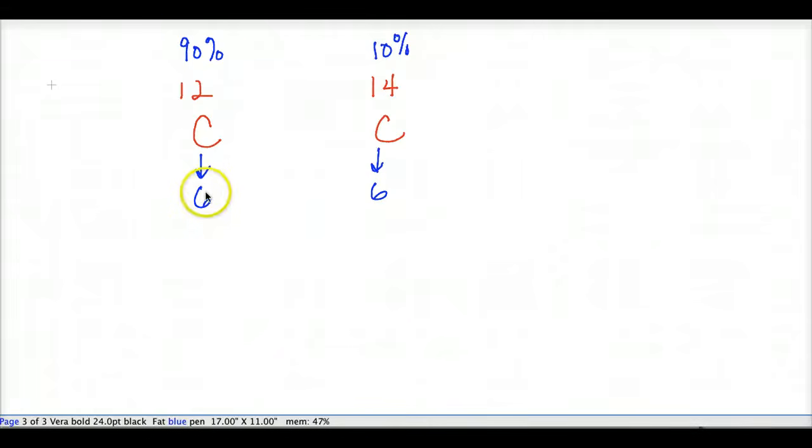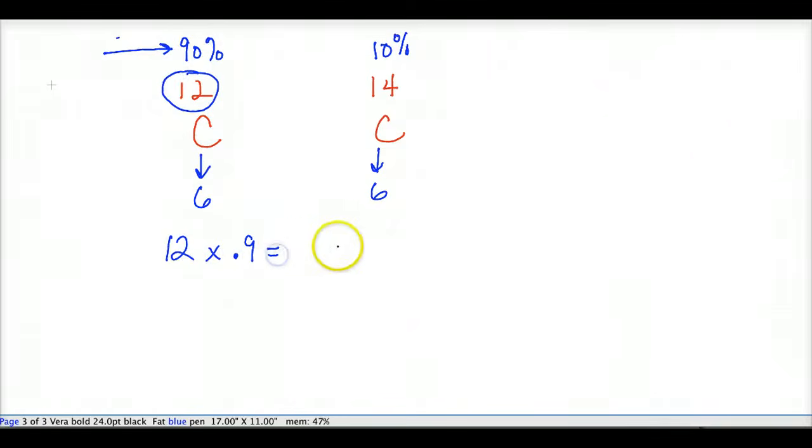Okay, so what we're going to do now is, once we know the relative percentages in nature, we're going to average them using those percentages. So I'm going to take 90% of 12: 12 times 0.9, and I'll come up with that answer. And then I'll take 10% of 14. So 14 times 0.1. I know that answer is 1.4.